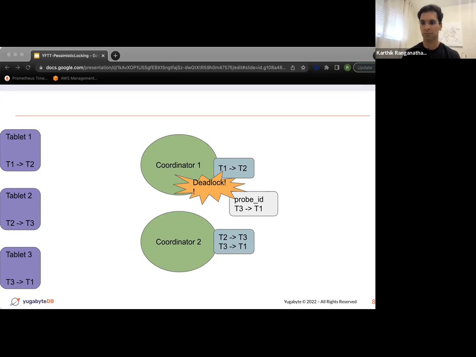If there are 3 transactions that have a shared lock on a row, and a 4th transaction wants an exclusive lock, we'll send to its coordinator that the 4th transaction is waiting on all 3.